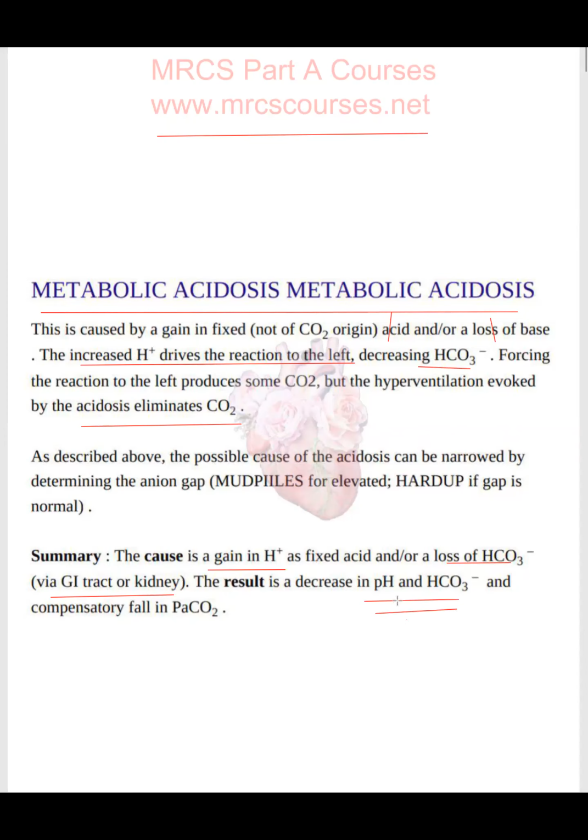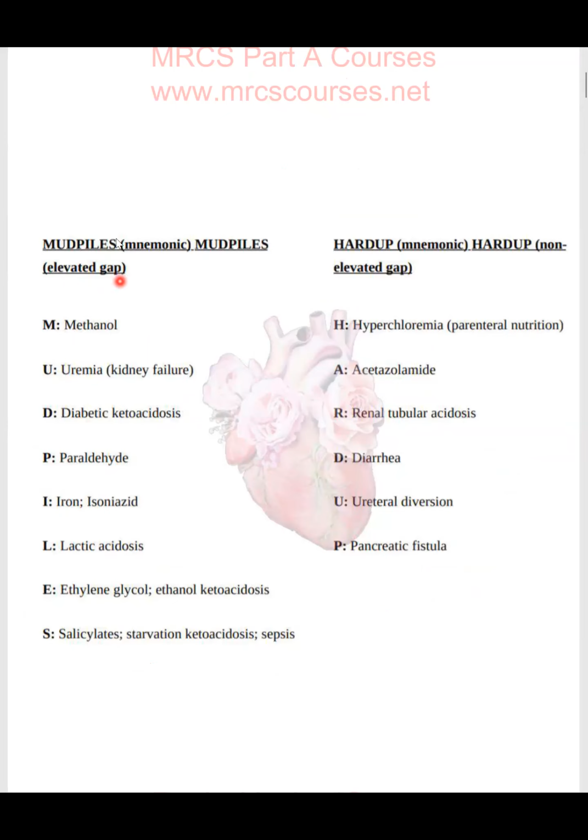What are the causes of metabolic acidosis? We have MUDPILES and the HARDUPS. MUDPILES means HAGMA, high anion gap metabolic acidosis. MUDPILES. Any acids introduced will be increasing the anions, okay, because it is negatively charged.